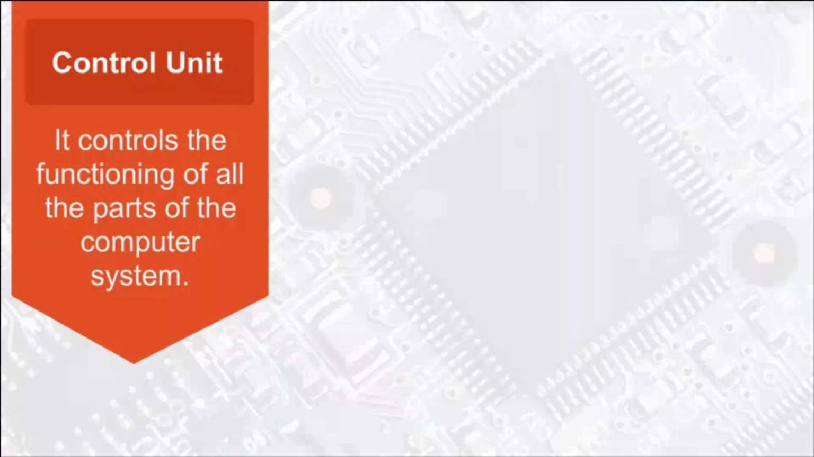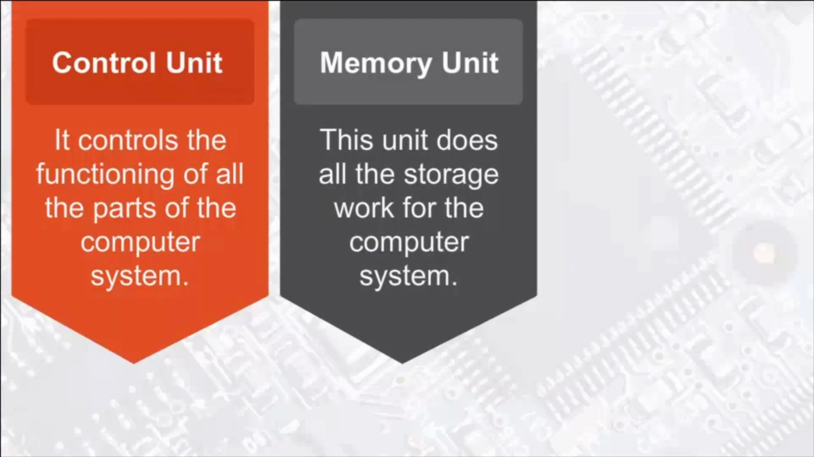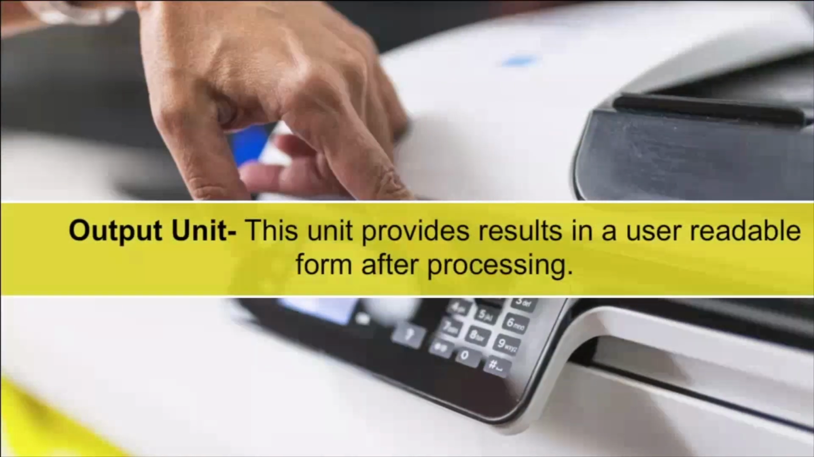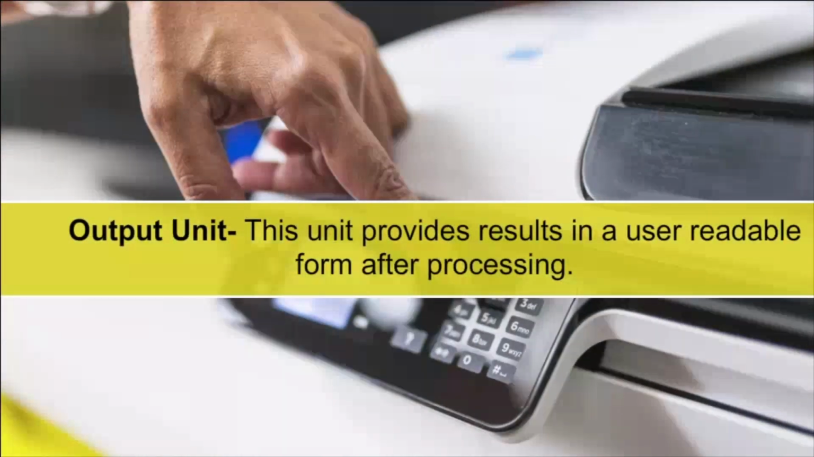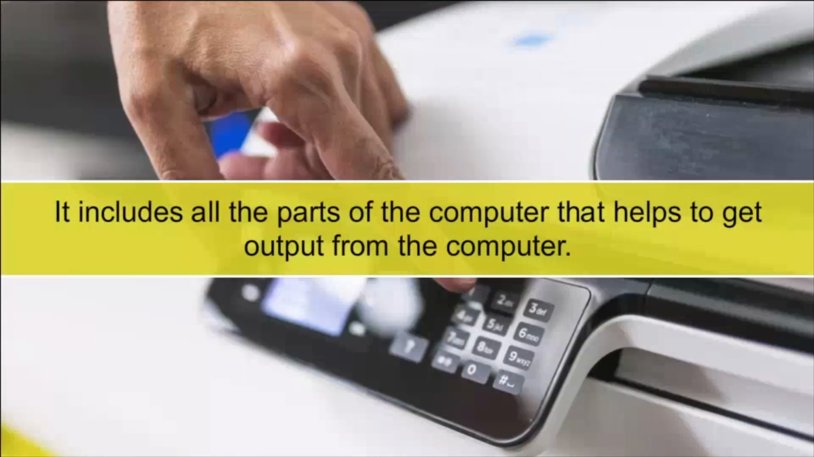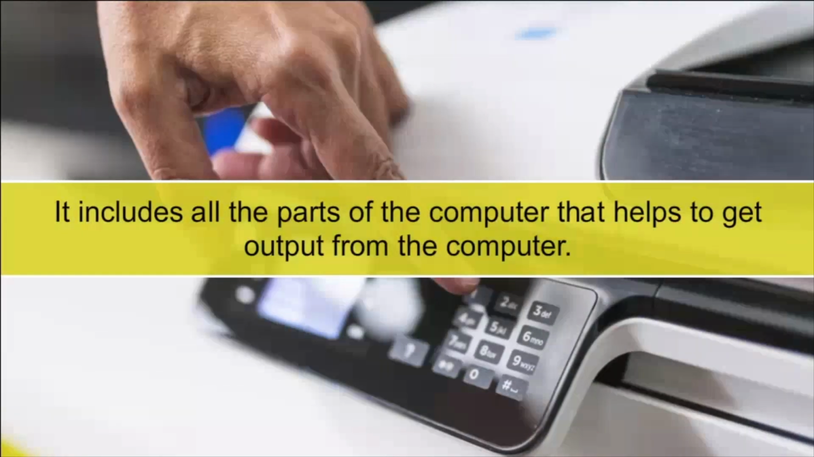Control unit. It controls the functioning of all the parts of the computer system. Memory unit. This unit does all the storage work for the computer system. ALU, Arithmetic Logic Unit. It does all the arithmetic and logical operations for the computer system. Output unit. This unit provides results in a user-readable form after processing. It includes all the parts of the computer that helps to get output from the computer, like monitor, printer, plotter, etc.